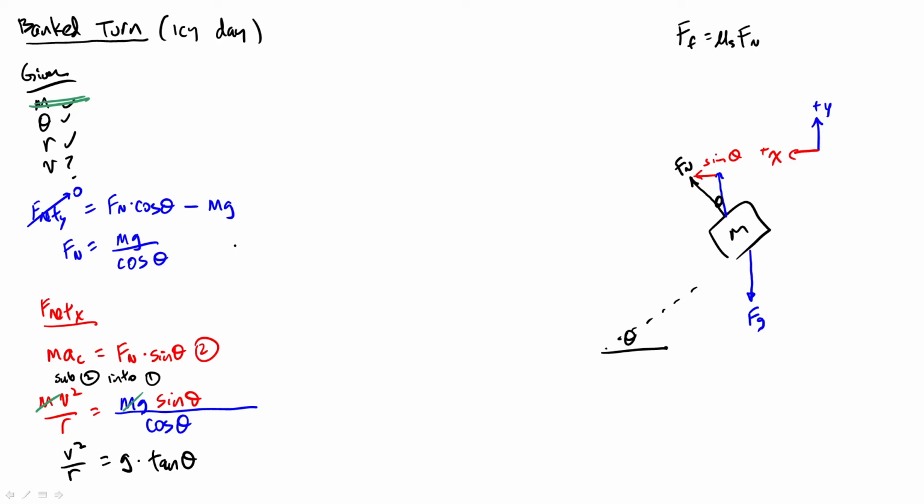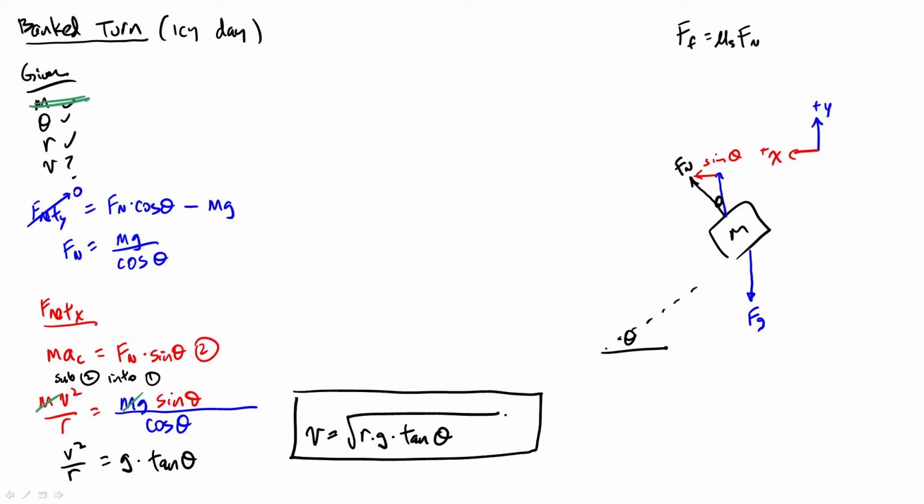And if this is a problem where we're trying to look for the speed that's necessary to navigate around the icy turn without accidentally sliding down or up the ramp, well then v will be equal to the root of r times g times the tan of theta. All done. Again, this is not an official formula. Instead, this is a derivation which got us to this final answer.